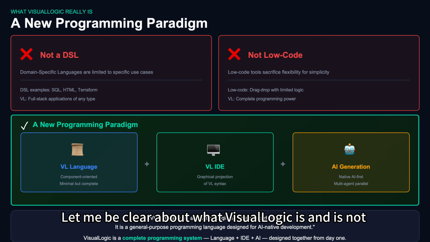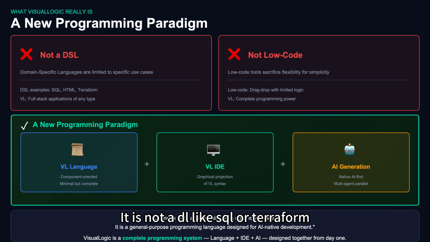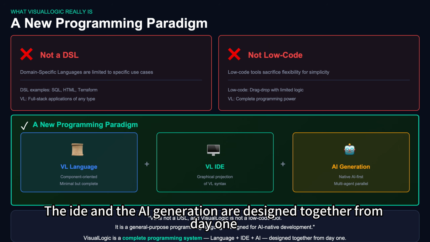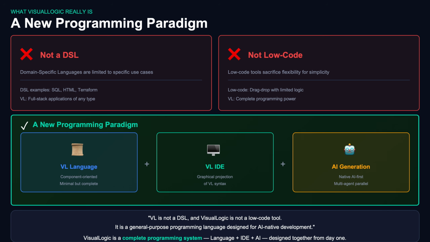Let me be clear about what VisualLogic is and is not. It is not a DSL like SQL or Terraform, which are limited to specific domains. It is not low-code like Bubble, where you hit a wall when complexity grows. VisualLogic is a new programming paradigm. It is a complete system where the language, the IDE, and the AI generation are designed together from day one.